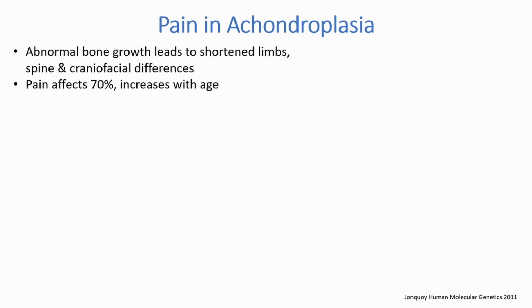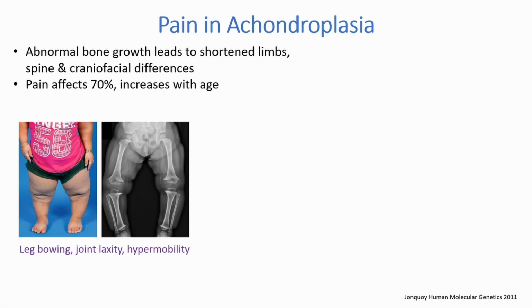So a third disorder I'd like to address is achondroplasia. This is the most common cause of dwarfism. It arises due to mutations that affect how bones grow, and this can lead to shortened limbs, spine differences, and craniofacial differences. And pain is very common in achondroplasia, affecting up to 70% of patients, and this increases as they age. So similarly to the other disorders we've reviewed, pain in achondroplasia is complex.